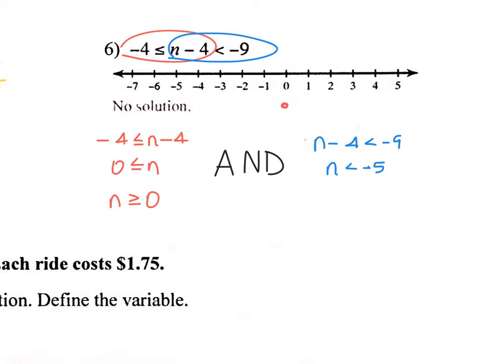I've got solid or closed on the 0 and to the right, open on negative 5 and to the left. Now, there are still 3 sections here, but remember, "and" means I'm looking for both. I'm looking for an overlap, and there is no overlap here. So that's where I'm getting no solution from, because there's no overlap. And I'm not going to put anything on my number line. I'm going to leave it completely empty because I can't put anything on there if it's no solution, not even closed or open circles.